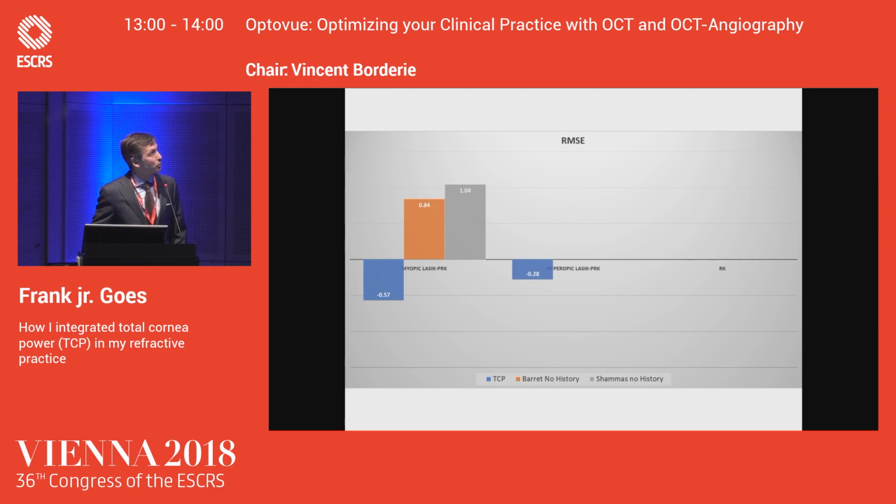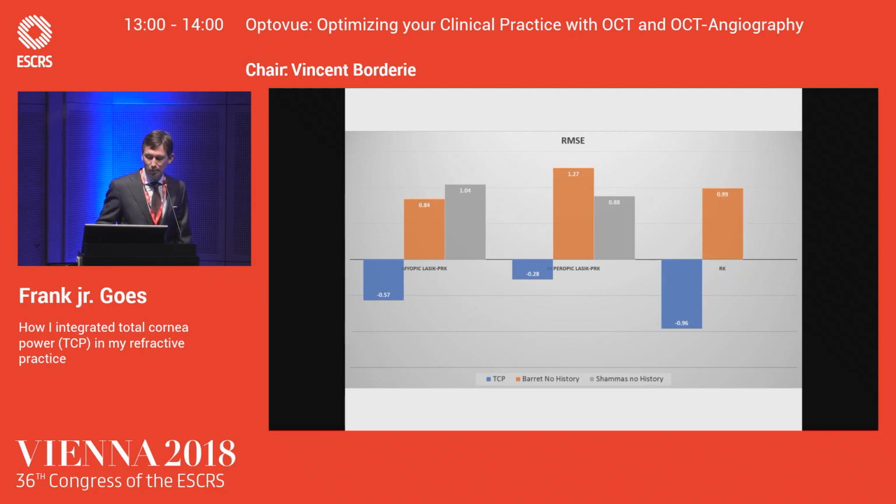For the hyperopic group, we've seen completely the same, that the error for the OCT method was smaller than for the Barrett no-history method or for the Shammas no-history method. The RK group is a little bit different. There the error was a little bit higher, was negative for the OCT and positive for the Barrett, and we couldn't compare the Shammas no-history method in the few patients that we did.